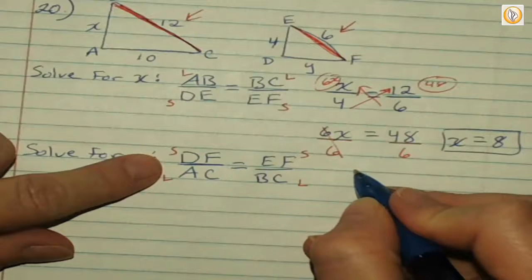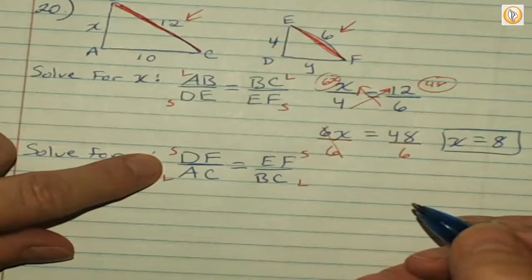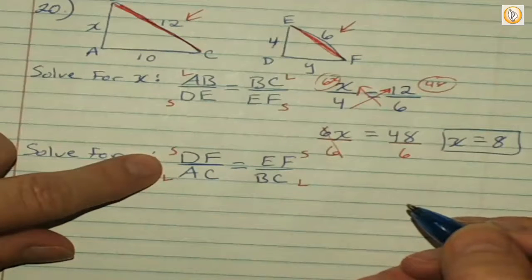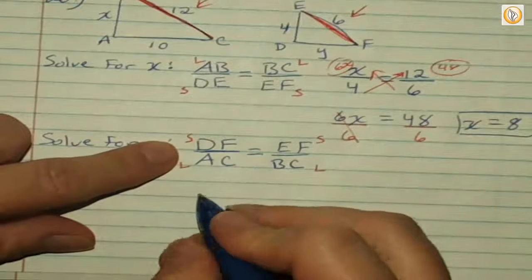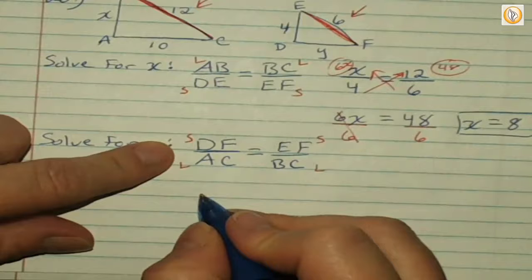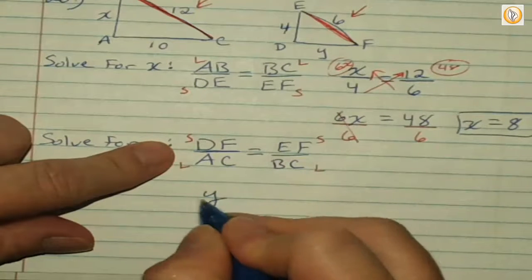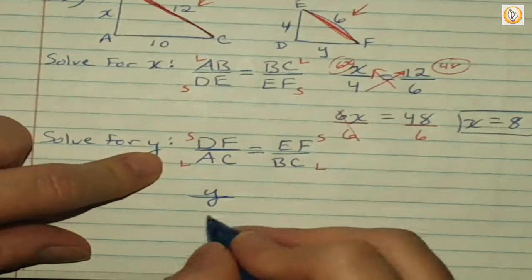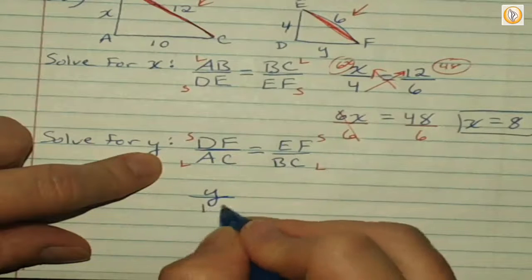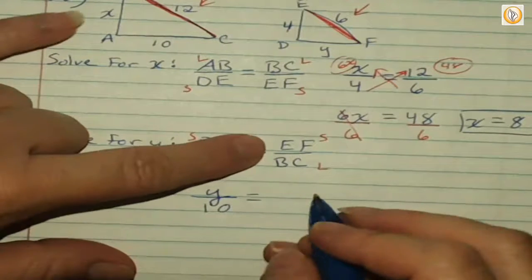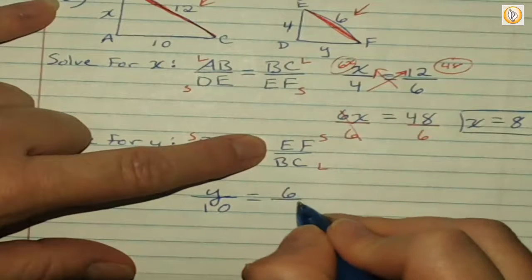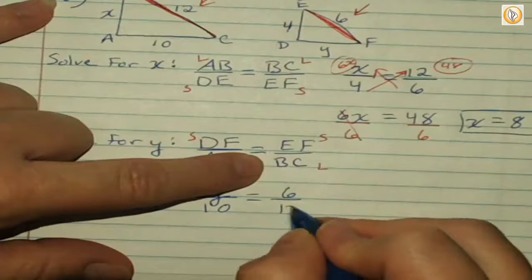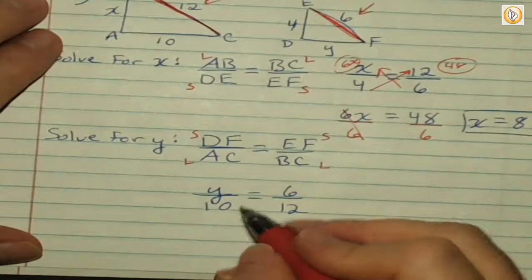Okay, so what's the measurement of DF? We don't know. So what do we put there? Y. Very good. What's the measurement of AC? 10. What's the measurement of EF? 6. What's the measurement of BC? 12. What do I do now? Cross multiply.